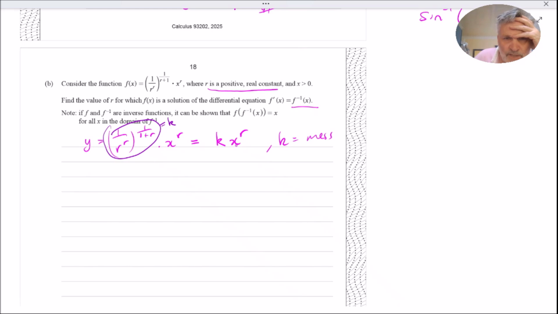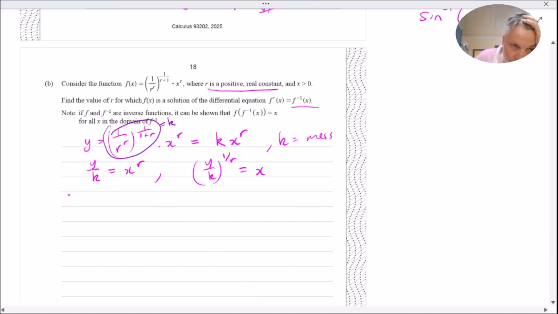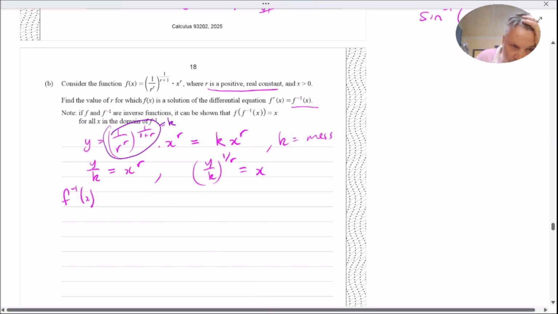So if you want to rearrange this to get x, if we divide by k, we get x to the r, and then if we raise that to the power of 1 over r, we get x. So this function here is our inverse function. So f inverse of x is going to be this thing here, but with the y replaced by an x.